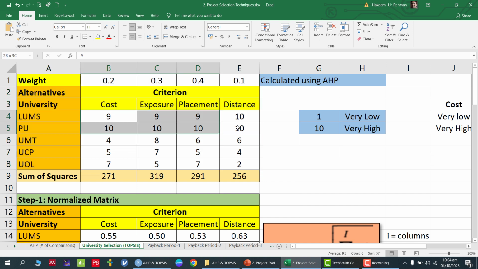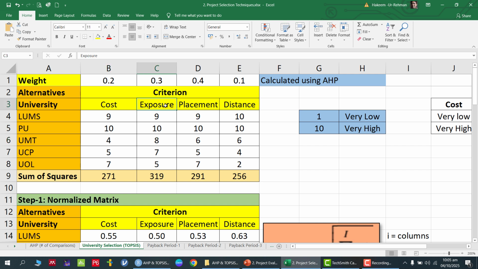Okay, so these values, how are we going to fill them? We are going to take the input from the expert, on a scale of 1 to 10, rating the LUMS university with respect to cost, where you are ranking it based on how expensive it is or how low the cost is. Same is the case for PU, UMT, and so on.